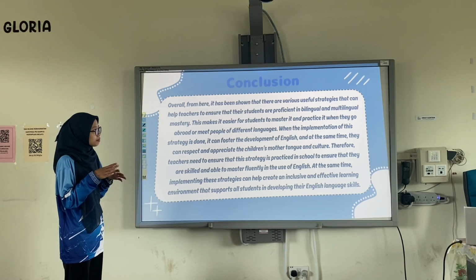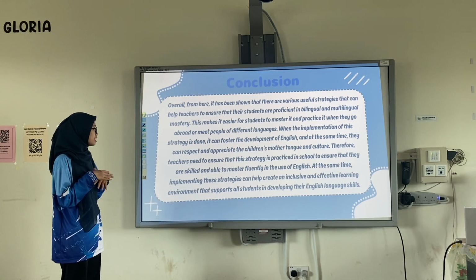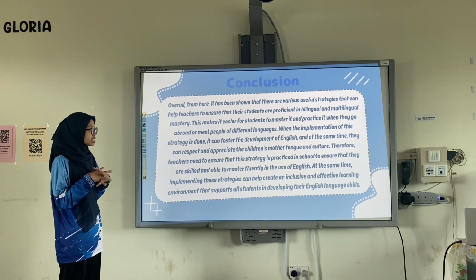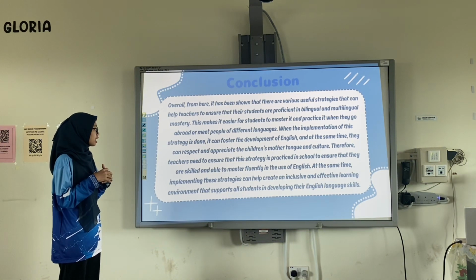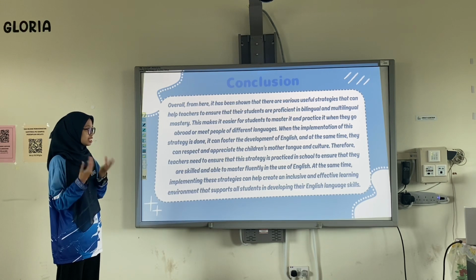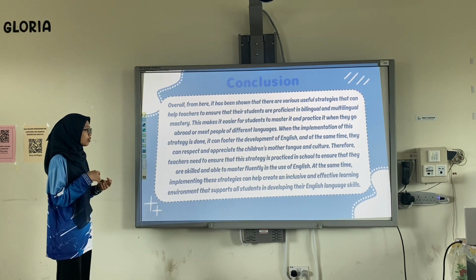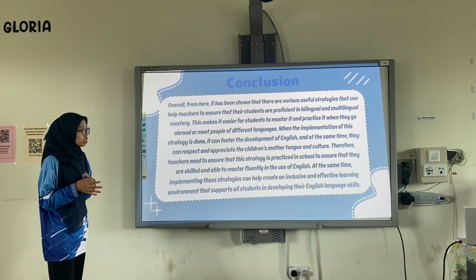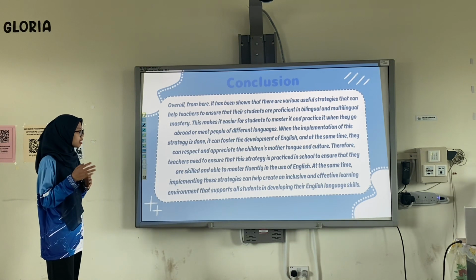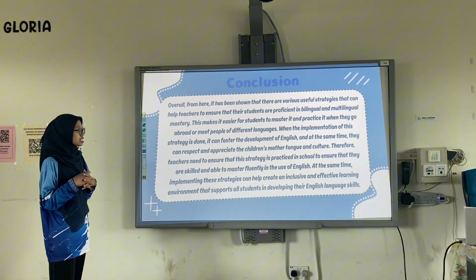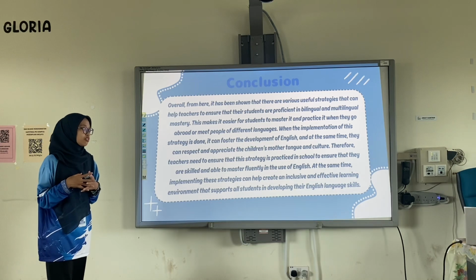When the implementation of this strategy is done, it can foster the development of English, and at the same time, they can respect and appreciate the children's mother tongue and culture. Therefore, teachers need to ensure that this strategy is practiced in school to ensure that they are skilled and able to master fluency in the use of English.